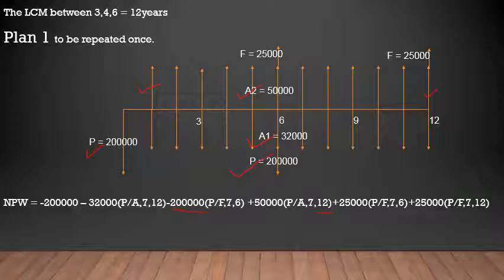Next is this 25,000. What is this? This is a future money. Convert that into present worth at t equal to 0 using the factor P by F comma 7 comma 6. So that is done. What else remains? This 25,000, that is the salvage value for the second cycle. So where is it? It is at t equal to 12. Convert that into P at t equal to 0 using the factor P by F comma 7 comma 12. You will get the answer as minus 162,528.